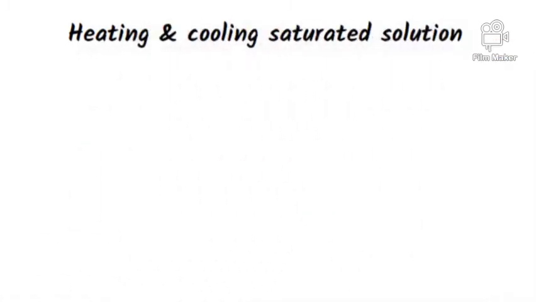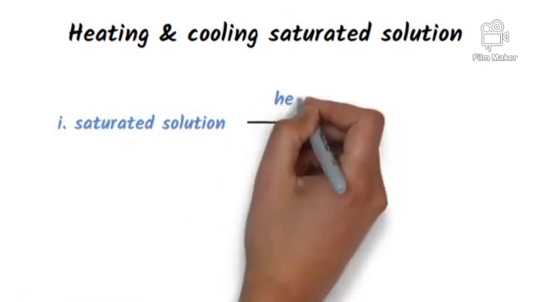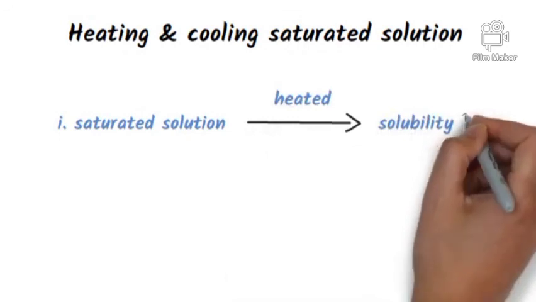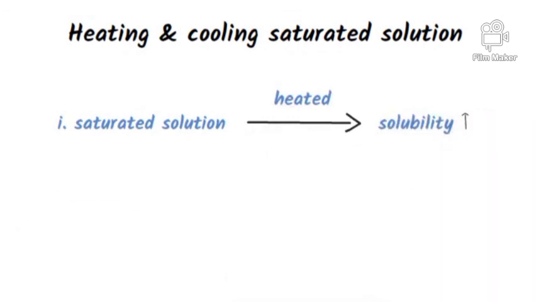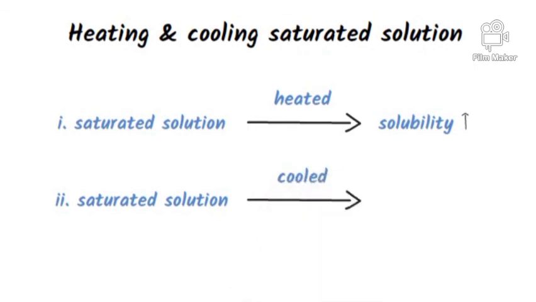Effect of heating and cooling on a saturated solution. A solution of a substance in water is said to be saturated if it cannot dissolve more of the substance in it at that temperature. If the saturated solution of a substance at a particular temperature is heated to a higher temperature, then the solubility of the substance increases and more of the substance can dissolve in it. Similarly, if the saturated solution is cooled to a lower temperature, then the solubility of the substance decreases and some of the dissolved substance will separate out in the form of solid crystals.